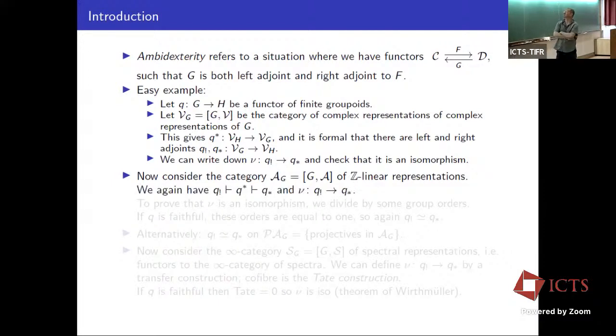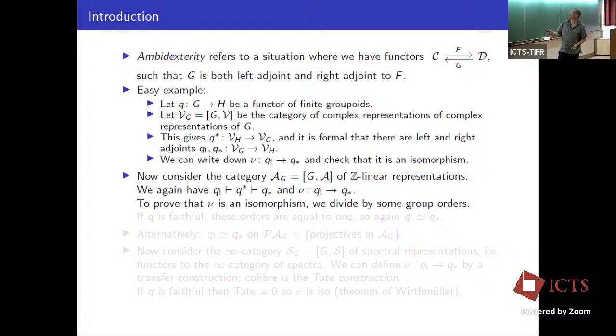And once again, you've got a functor from H to A, you just compose it with Q to get a functor from G to A. So that gives you a functor Q upper star from AH to AG, and it has left and right adjoints. And in the same way, you've got the natural map nu from the left adjoint to the right adjoint. And so you want to prove that nu is an isomorphism, but you can't in this case.